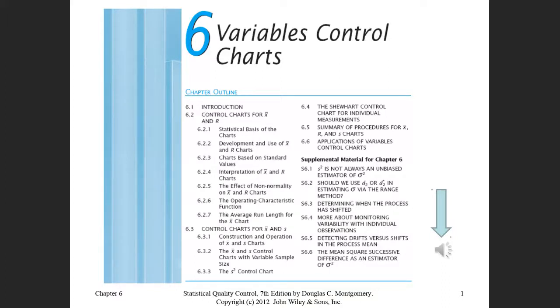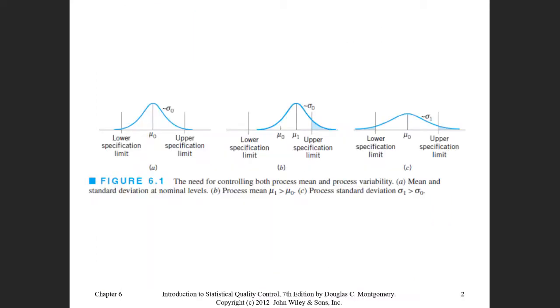Chapter 6 includes 3 types of control charts, all of them under the variable control charts. The variables are continuous data, as we know, like length, weight, dimensions, and so on. The 3 types of control charts we will cover are the X bar R control chart, XS, and the moving range or the individual control chart. Today we will cover the first type, which is the X bar R.